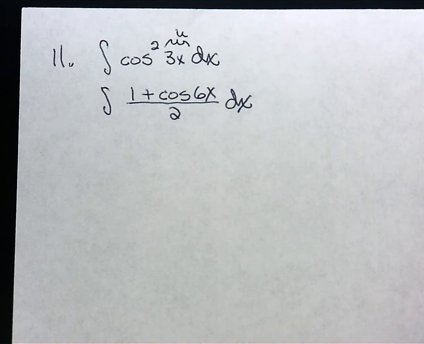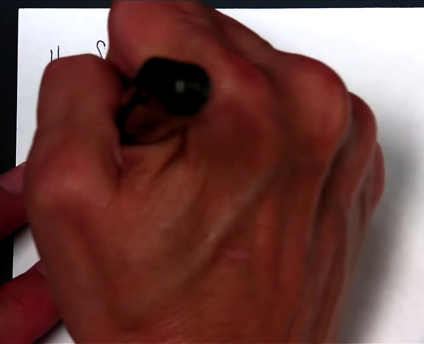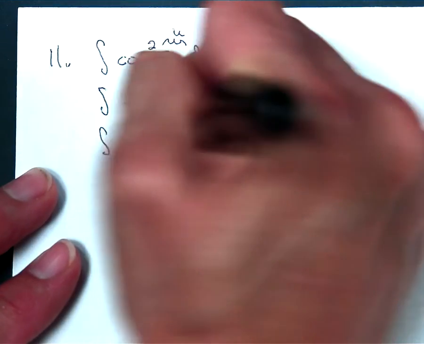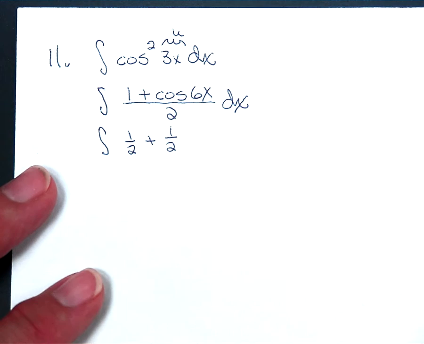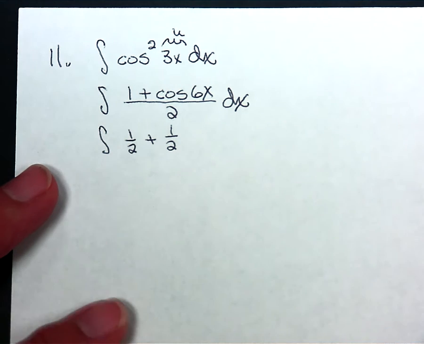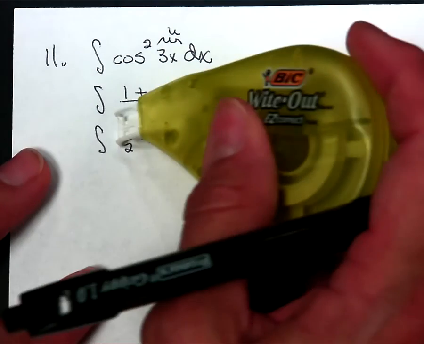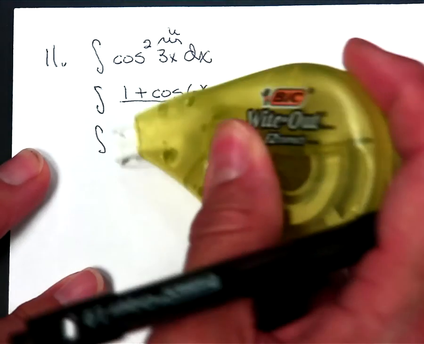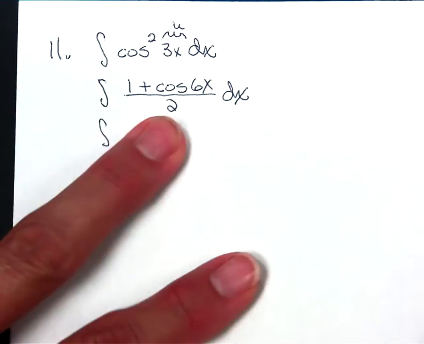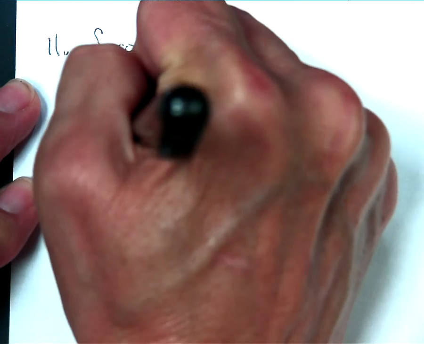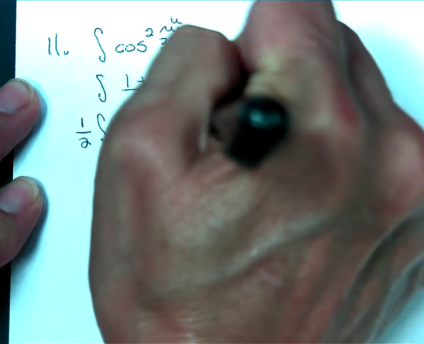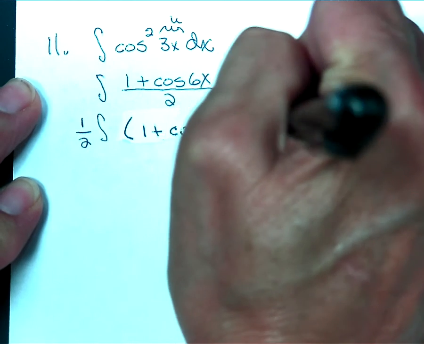Alright, tell me what you thought next, Michelle. Okay. Into 1/2 plus 1/2. You could either separate them or you could just bring 1/2 out front, since that denominator is a monomial. What you said would be equivalent to just saying that's 1/2 times 1 plus cosine 6x dx.